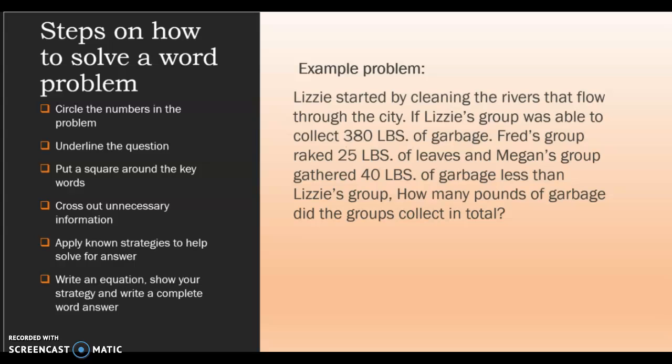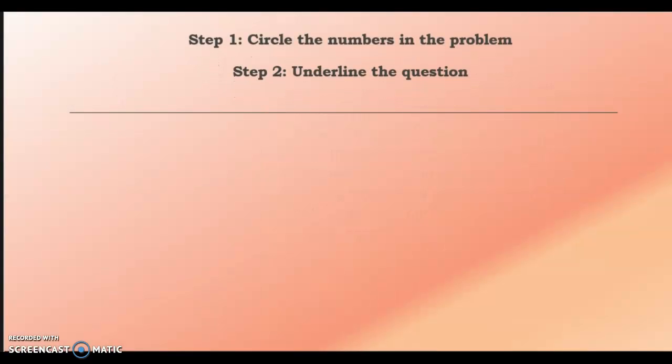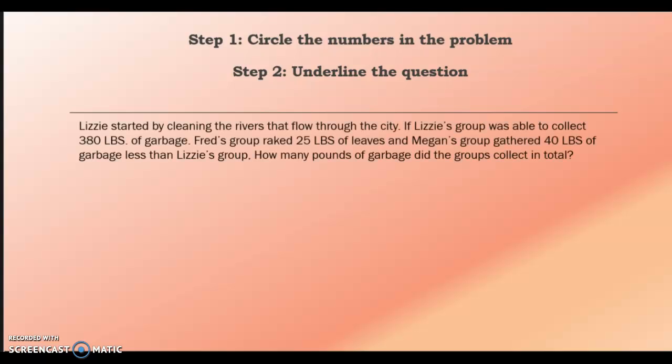We will begin by going on to steps 1 and 2. Circle the numbers in the problem and underline the question. Here we have 380 pounds, 25 pounds, and 40 pounds. And we underlined the question. How many pounds of garbage did the groups collect in total?